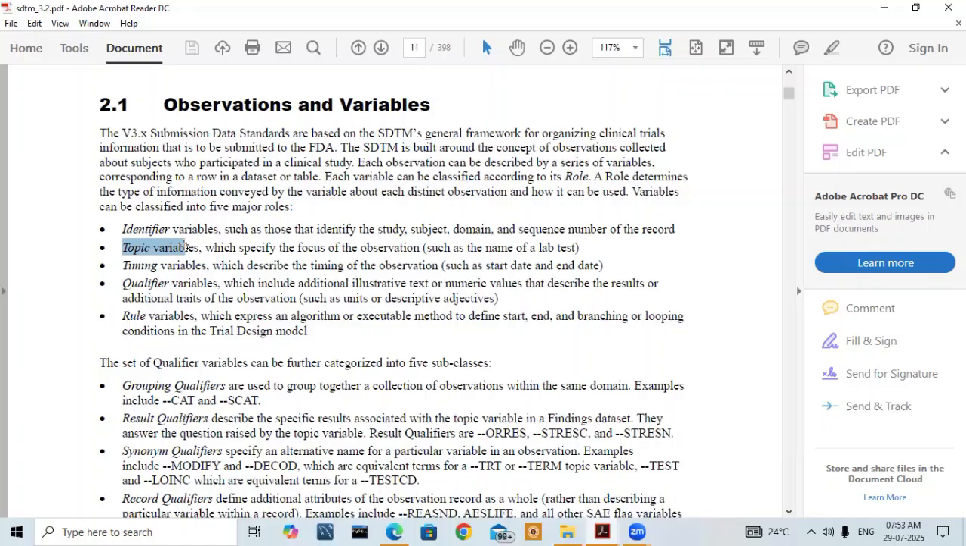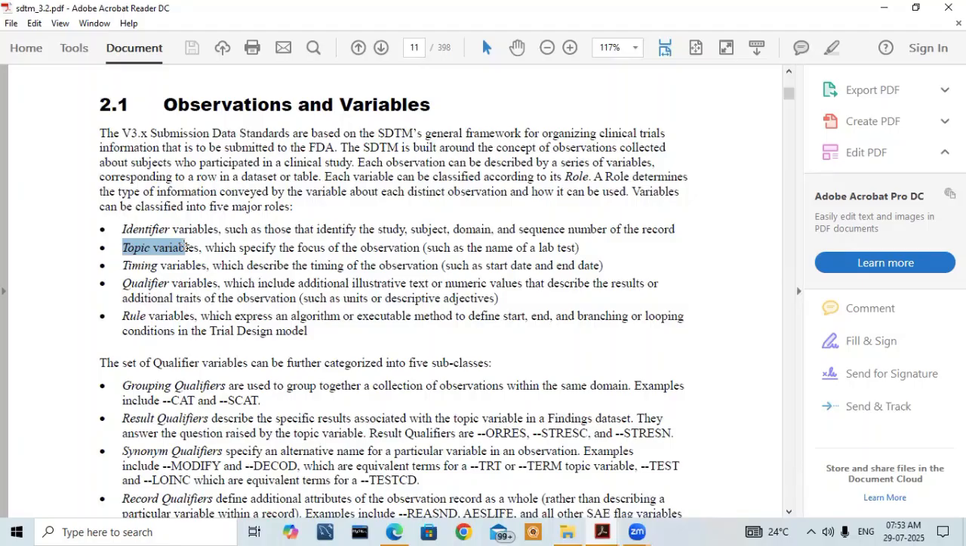For example, in demography, the subject ID is the topic variable. We are discussing the subject details in the demography. That's why the subject ID will be the topic variable. The main topic on which we are discussing is the subject ID. That subject ID will be called the topic variable.